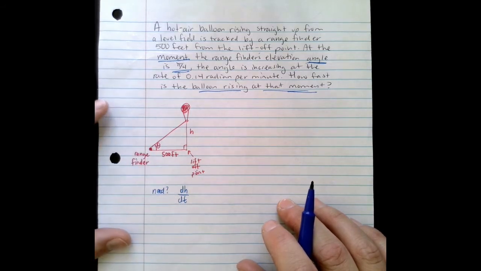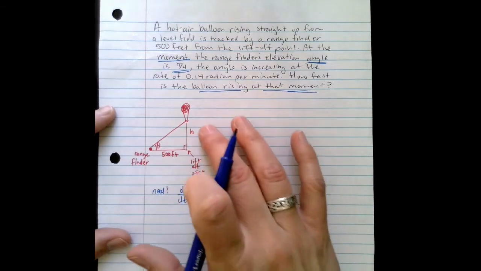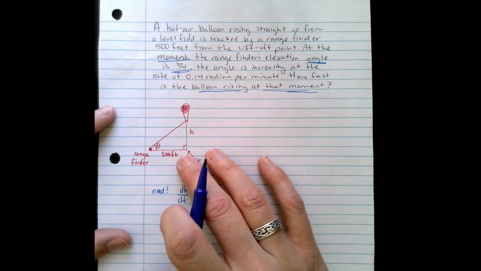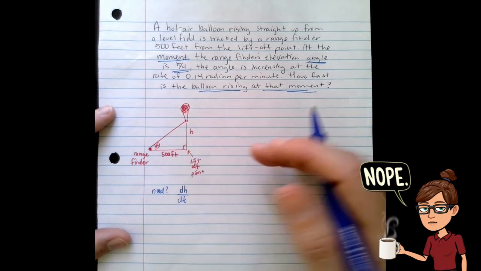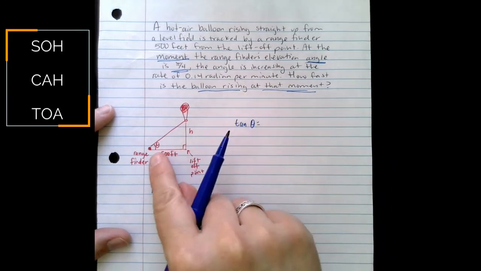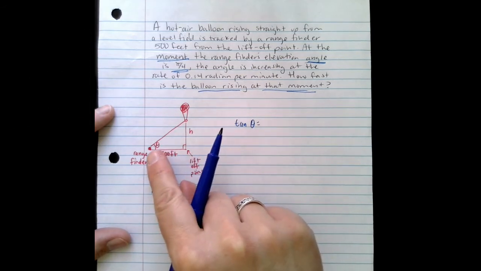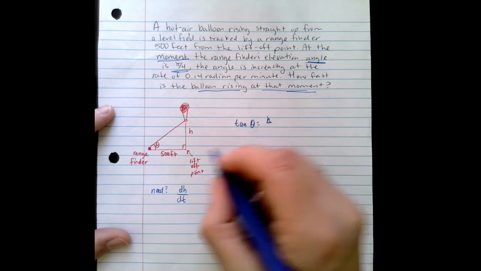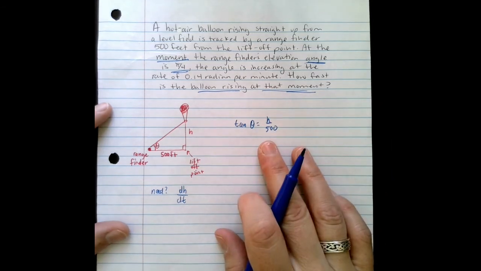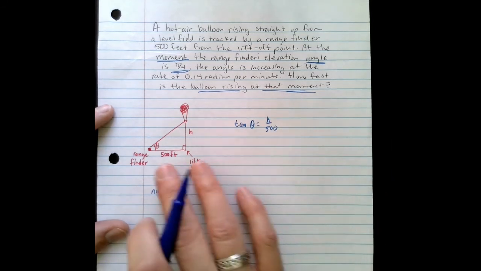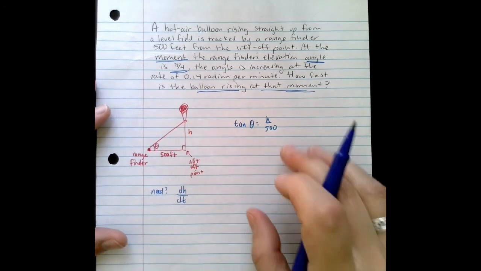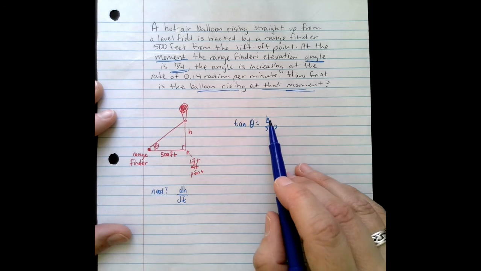Well, we need some kind of equation that can connect these elements here. Now notice this is a right triangle. And if you remember your trig functions, we can use tangent of the angle to connect these sides. So tangent is opposite over adjacent. We now have an equation here that connects the angle to the height. But remember, what is it asking for? It's asking for dh/dt.